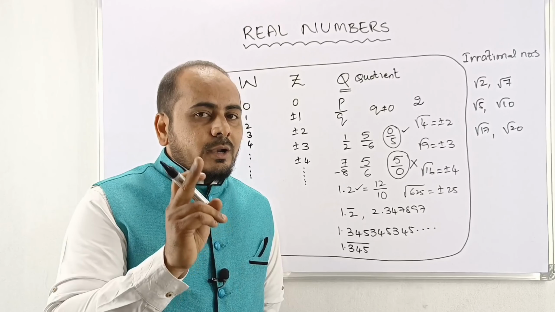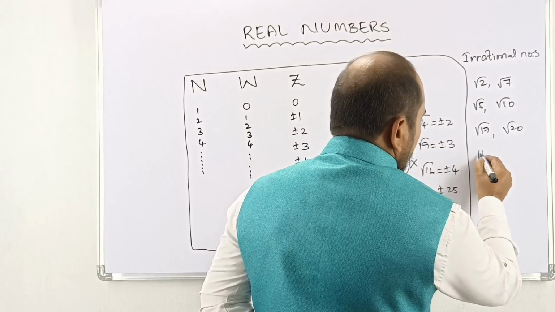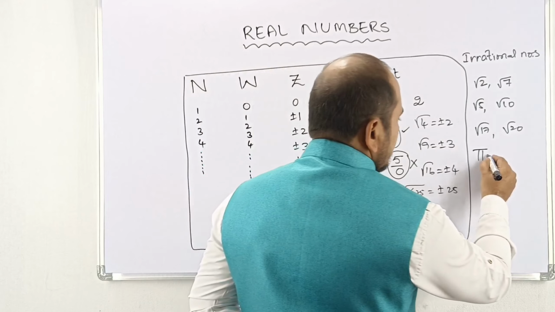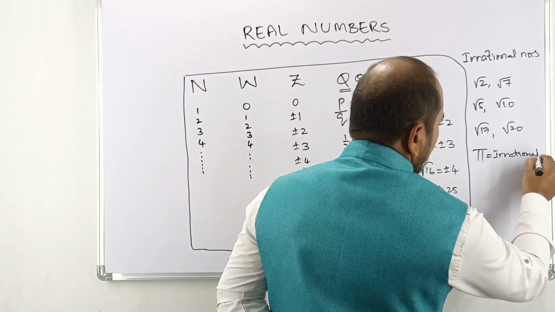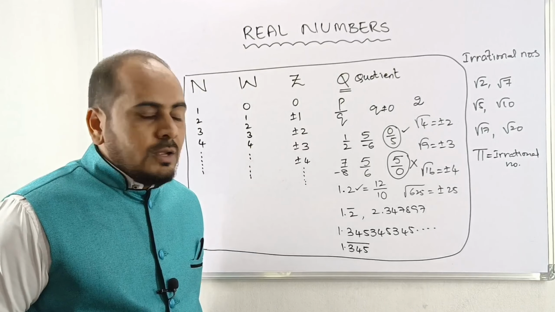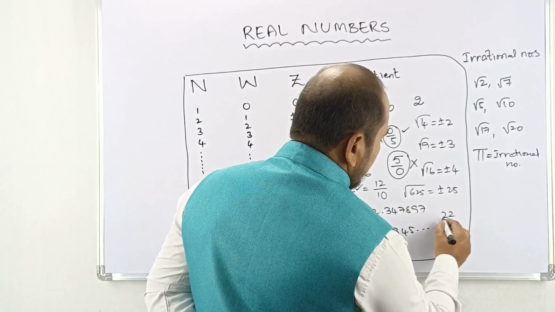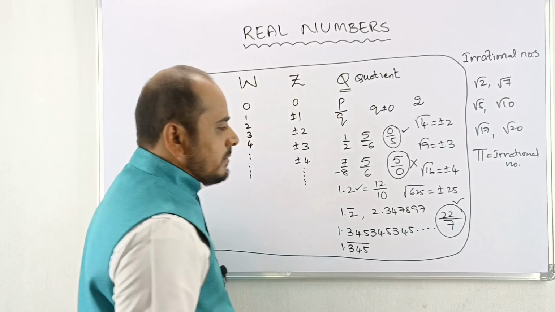And one more important point I am going to explain here, my dear, that is pi. What is pi? Pi is called an irrational number. Remember, my dear. What is the pi number? It's an irrational number. So what about 22 by 7 then? 22 by 7 is called a rational number. It is a rational number.